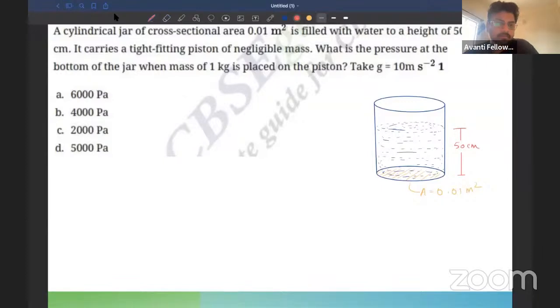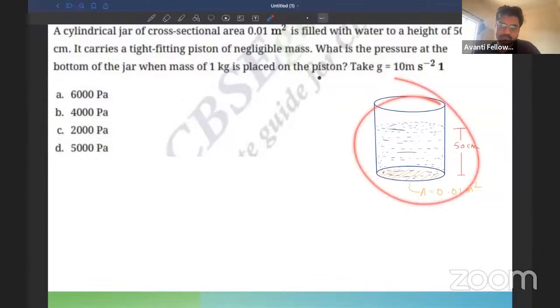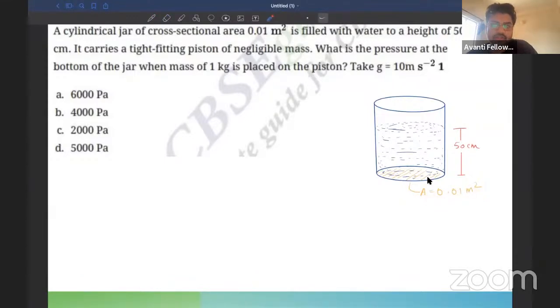The question says there is a cylindrical jar. Okay, I have made that jar. See here, it has a cross section area of 0.01 meter square and is filled with water up to a height of 50 centimeters, right? It carries a tight fitting piston of negligible mass. What is the pressure at the bottom of the jar when a mass of 1 kg is placed on the piston? Okay, so there is a piston also, which is tight fitting, right?